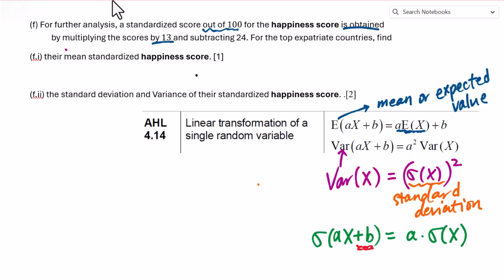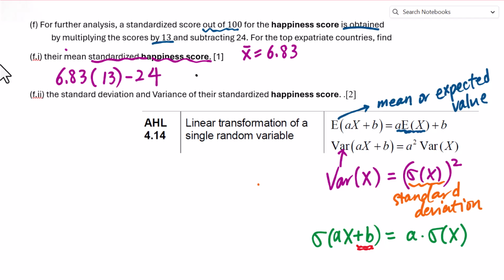F1, we are looking for the mean standardized happiness score. We already know the original happiness score is 6.83. Then the new standardized happiness score will be 6.83 times 13 minus 24 equals 64.8 at 3 sig figs.